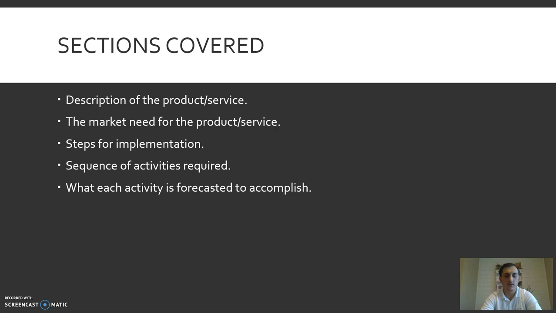Sections covered in this portion will be the description of the product and service, the market need for the product or service, the steps for implementation, the sequence of activities required, and the goals or objectives of each activity.